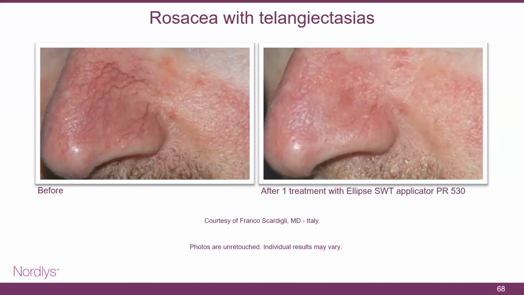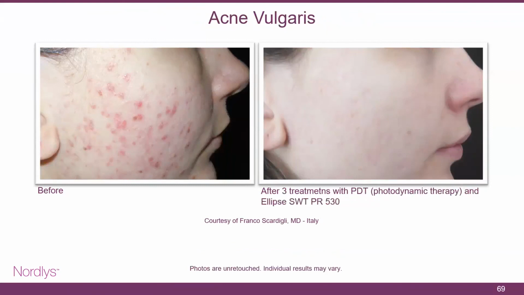Here we have telangiectasia rosacea on the nose with the 530, because they're quite small vessels. Acne vulgaris.